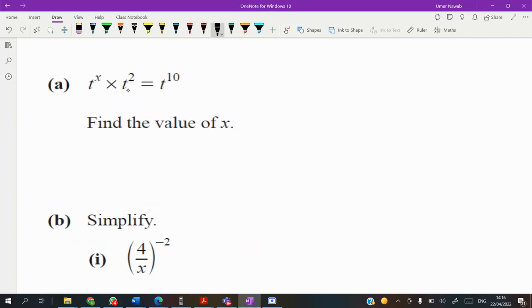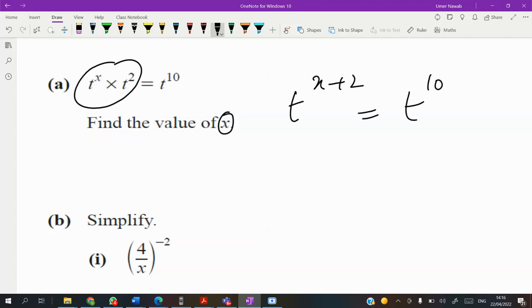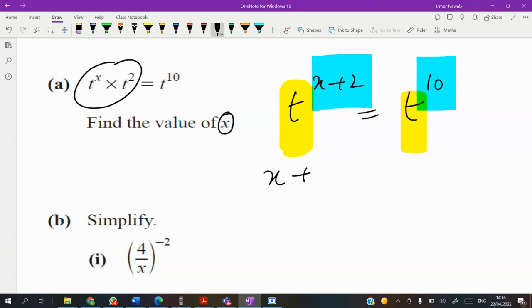Now we want to find 10. What is this equation is given. We want to find the value of x. So 3 raised to x plus 2 is equal to 3 raised to 10. The rule of exponential equations: if the bases are the same, you can equate their powers. So x plus 2 is equal to 10. X is equal to 8.